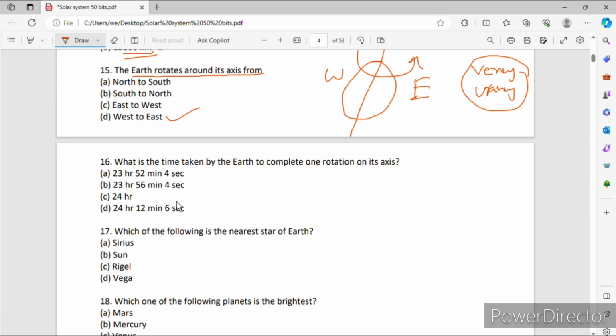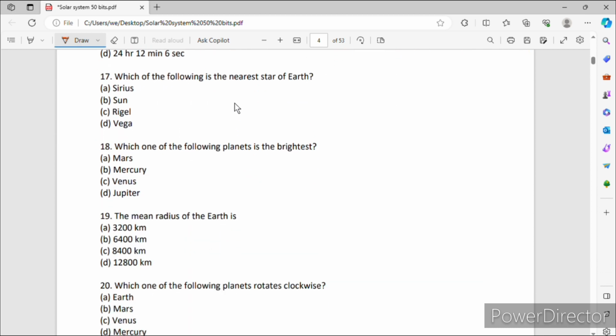See the next question. What is the time taken by the Earth to complete one rotation? The options are 23 hours 52 minutes 4 seconds, 23 hours 56 minutes 4 seconds, 24 hours, and 12 minutes 6 seconds. So option B is correct, which is 23 hours 56 minutes 4 seconds, the time taken by the Earth to rotate about its axis.